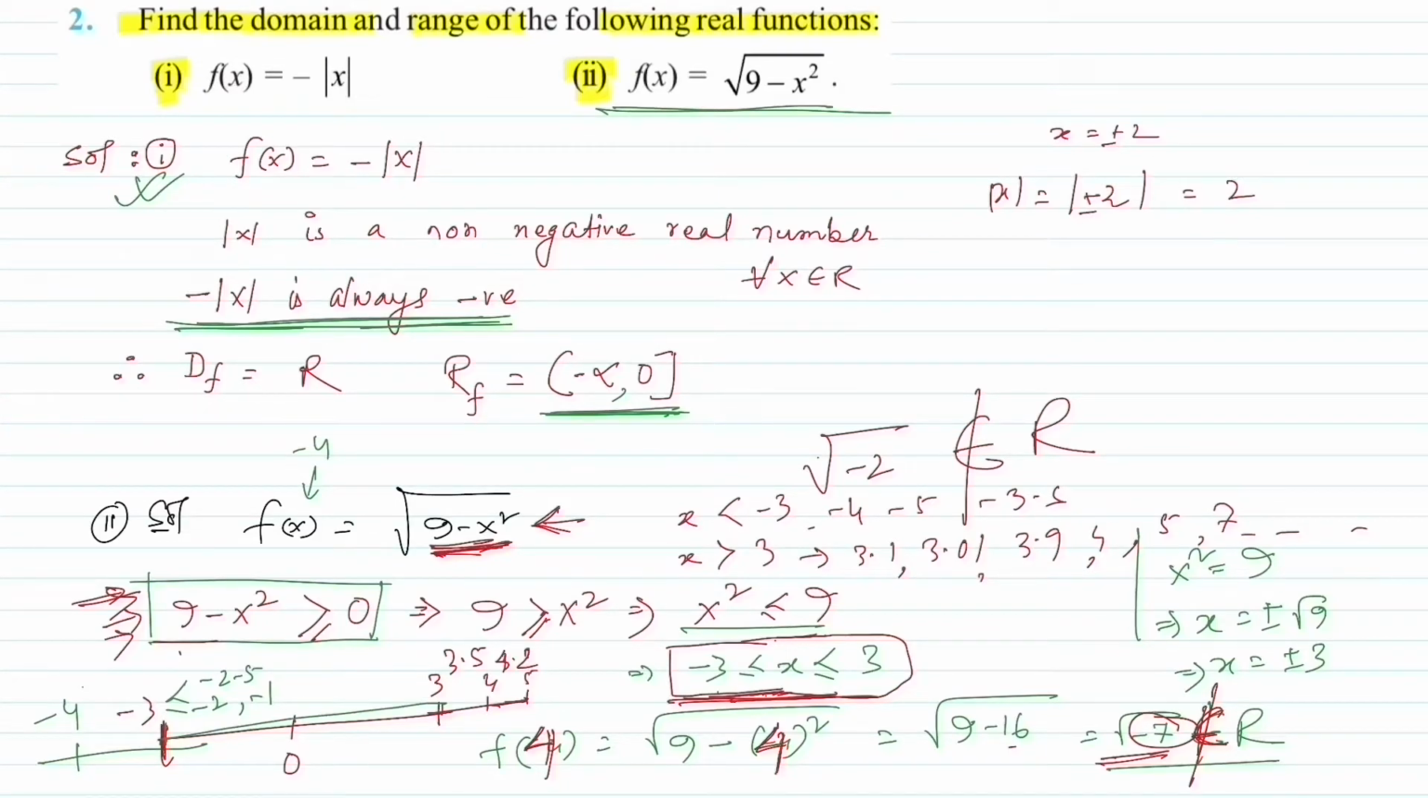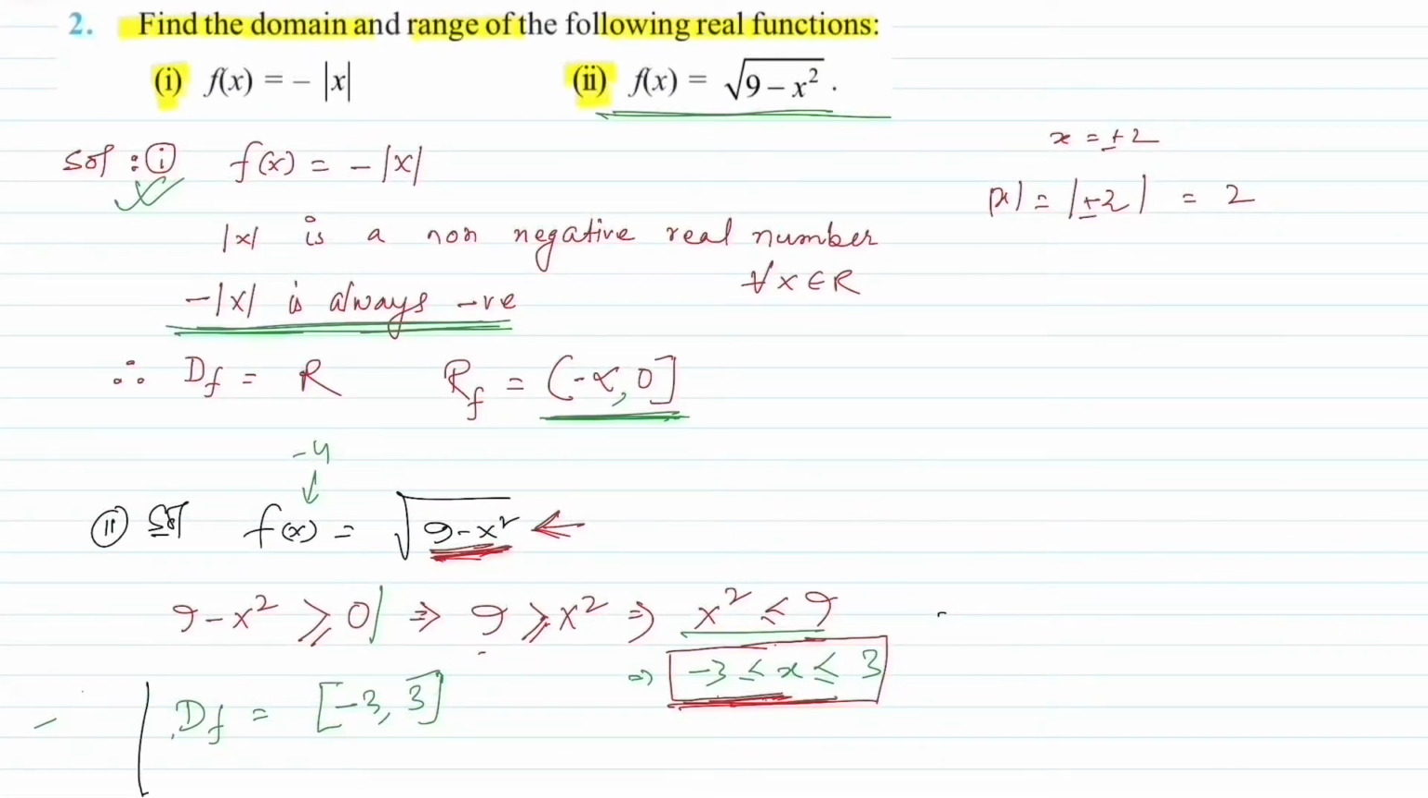So that's why we can take the values between plus 3 and minus 3, including minus 3 and plus 3 as well. We can take real numbers between plus 3 and minus 3. That's why the domain must be the real numbers from minus 3 to plus 3. So let me clean this.